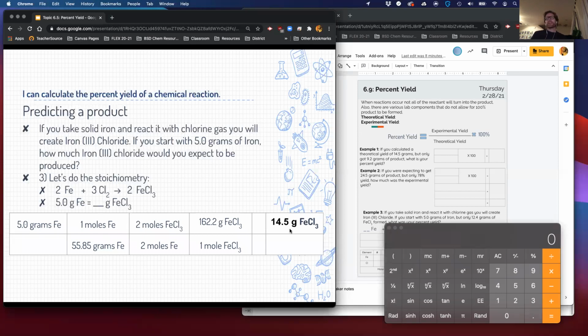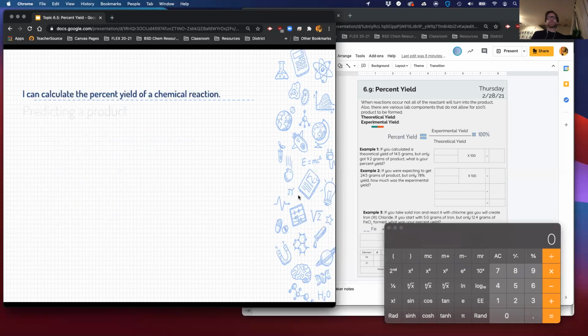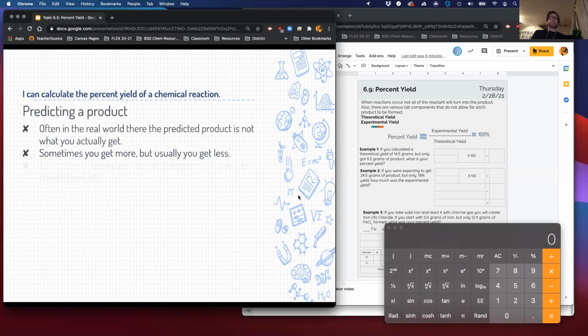But that's not always the case. In experiments, we do not always get that 100%. Okay, so sometimes you get less. Sometimes this has to do with equilibriums, which we're not really going to touch on, unfortunately, this year. Sometimes it has to do with errors. Sometimes it has to do with the fact that you are taking chemicals from one container into another, and not all of it transfers.